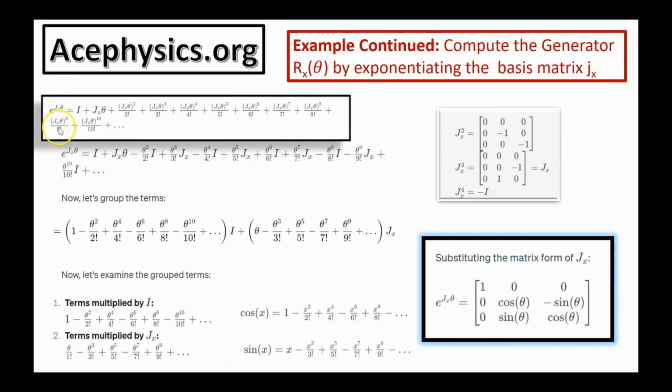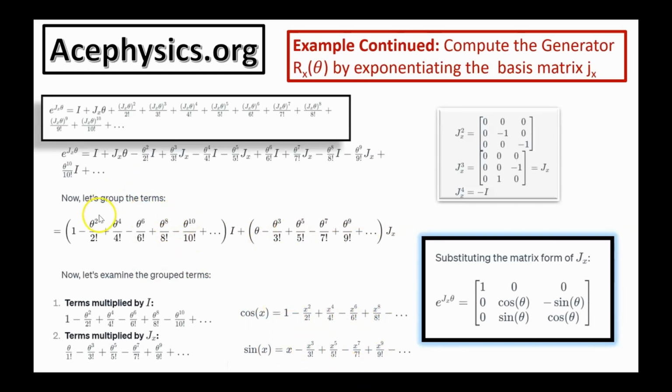So now you can write the Taylor series in this form, which only has the identity matrix and Jx. It doesn't have any powers of Jx, Jx cubed, or Jx to any power. So what we can do now is group terms. We can group all the terms with the identity matrix, and we can group all the terms with Jx, factor out the identity matrix, and factor out Jx, and recall that this is the Taylor series for cosine of theta, and this term is the Taylor series for sine of theta.